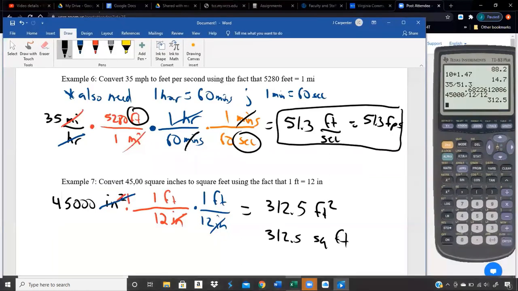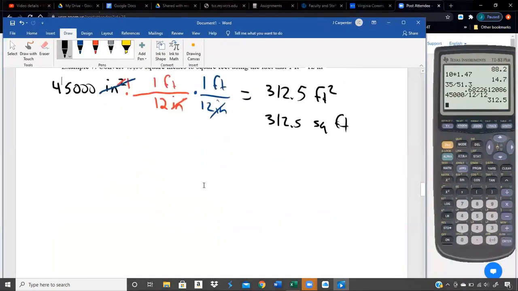All right, so for y'all, try. For number one, let's convert, and let's do time. Convert 16 hours to minutes.